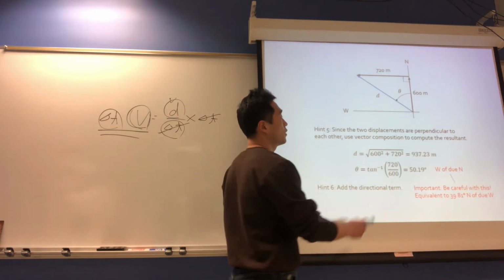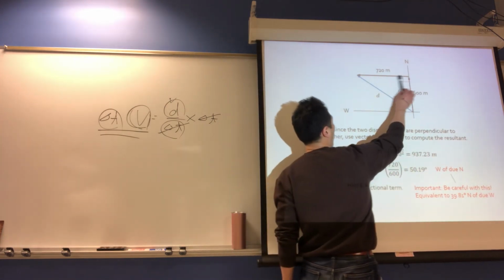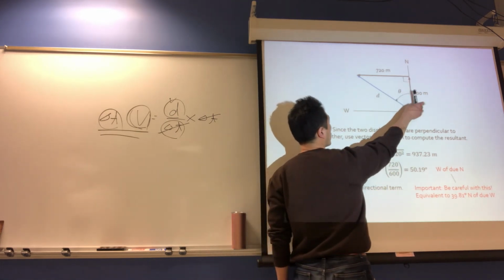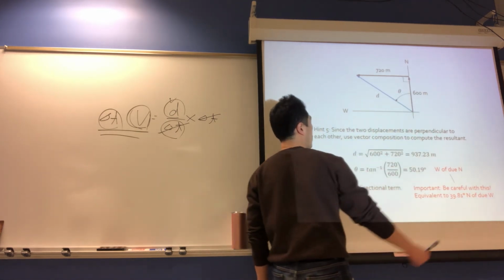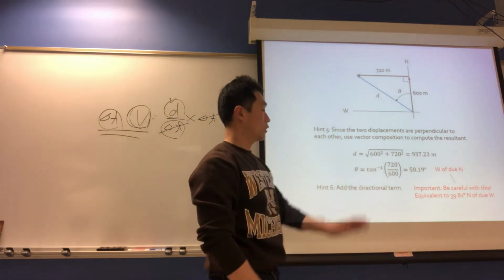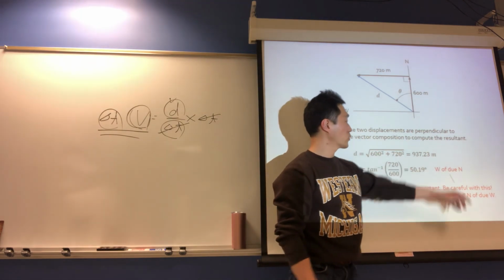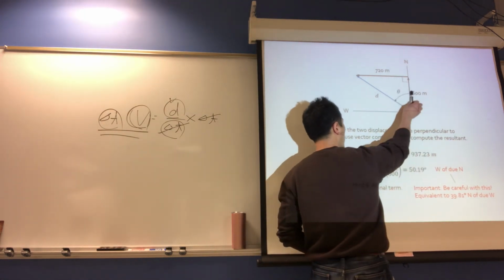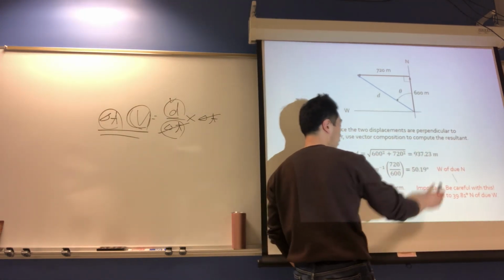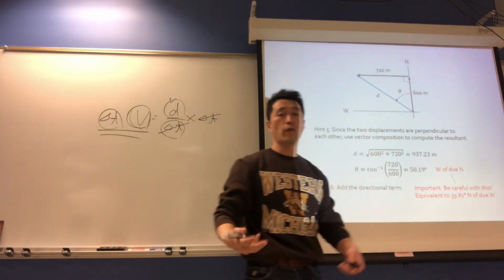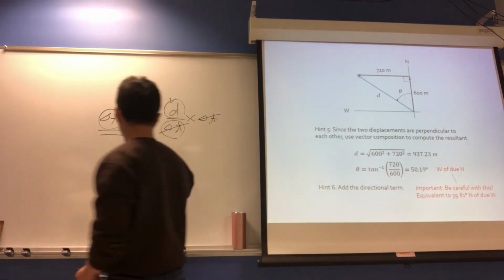Because he moved north and then west, which means we are defining this angle from the north toward where? West. That's why, in terms of the definition of this angle, it must be west of due north. West of due north. So don't forget to put this directional term information.